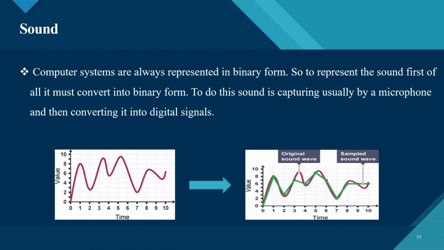Sounds. Computer systems always represent data in binary form. So, to represent sound, first of all, it must be converted into binary form. To do this, sound is usually captured by a microphone and then converted into digital signals. And this is how images and sounds are represented in a computer system.